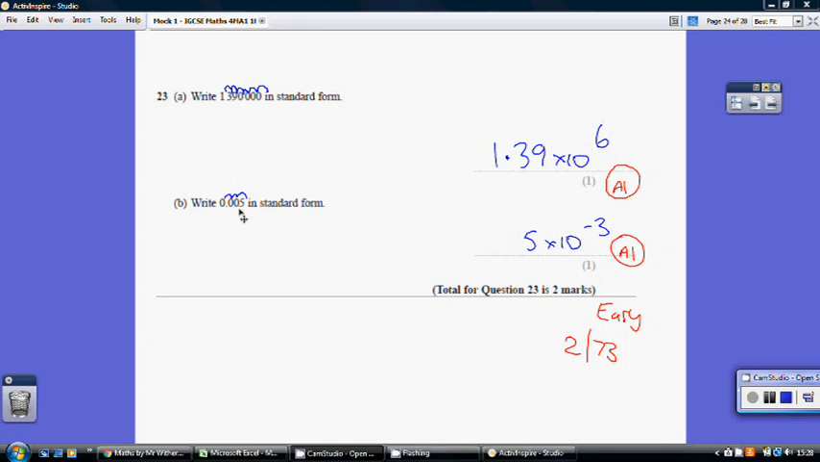Now part B, again we need the first number to be between 1 and 10, so that's got to be the 5 times 10 to the something. It's going to be a minus because we're dealing with small numbers. And then again, how many hops does the decimal point undertake? Well, it starts here. It's got to end up after the 5. So that's 1, 2, 3 hops. So 5 times 10 to the minus 3.